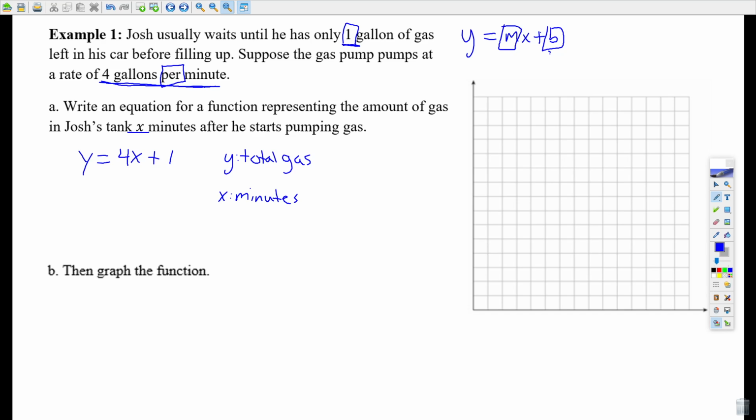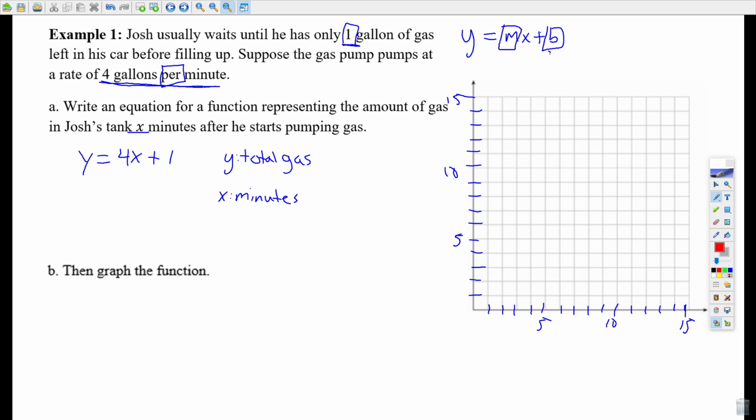I think we can probably just go by ones on both the x and the y axis. 1, 2, 3, 4, 5, 6, 7, 8, 9, 10, 11, 12, 13, 14, 15. That should be enough. And then going the same way up. 5, 10, 15. So how do we graph this?